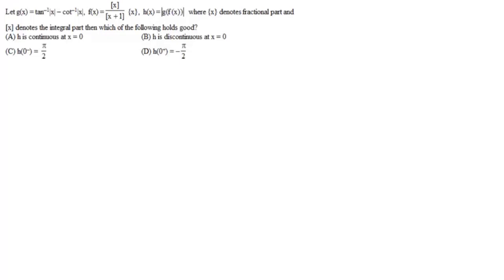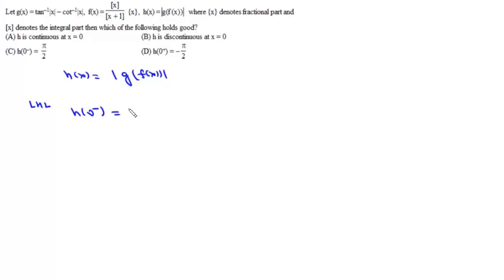Now here the question is, we are given two functions g(x) and f(x), and then they have defined this function h(x), which is mod of g(f(x)). Now we need to find whether h is continuous or discontinuous at x equals 0. Now first we'll find its left hand limit.